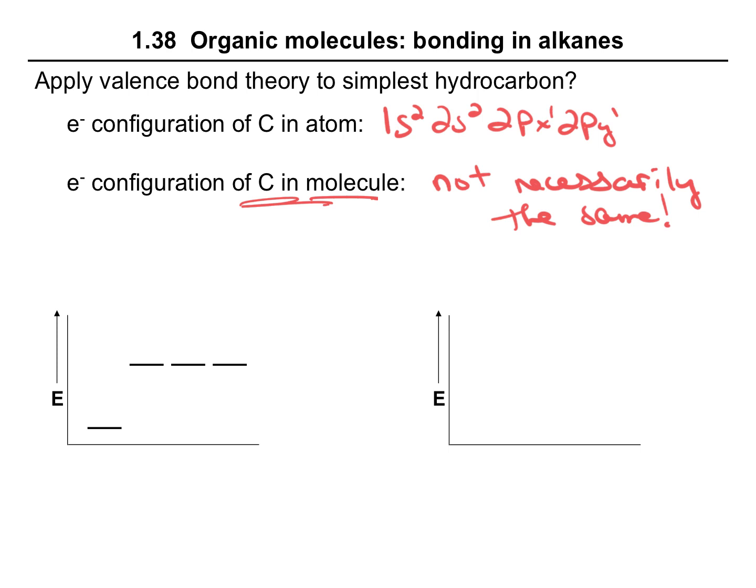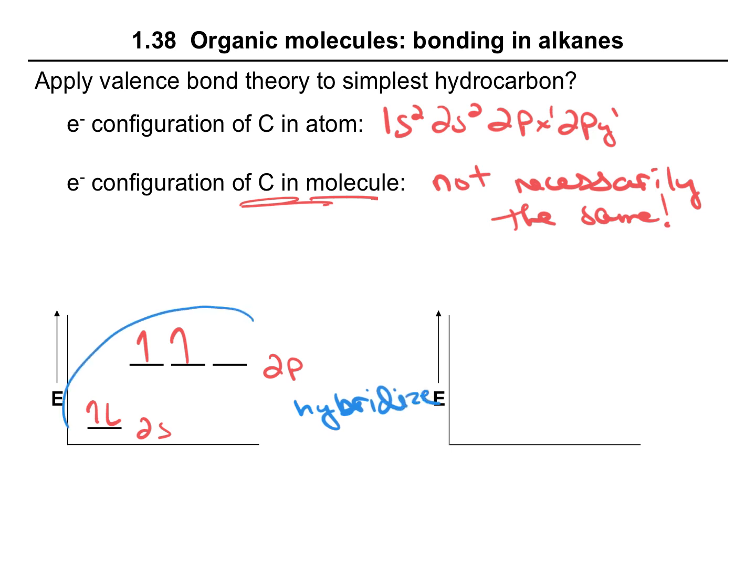So let's think about the electron configuration of carbon in an atom, and we're just looking at the valence electrons. So this is our 2s orbital, and we have 2 electrons in here. These are our 2p orbitals, and we have 1 electron here and 1 electron here. But the electron configuration of carbon in a molecule is not necessarily the same. So it's possible that these orbitals, the s and the p orbitals, can combine or blend or hybridize.